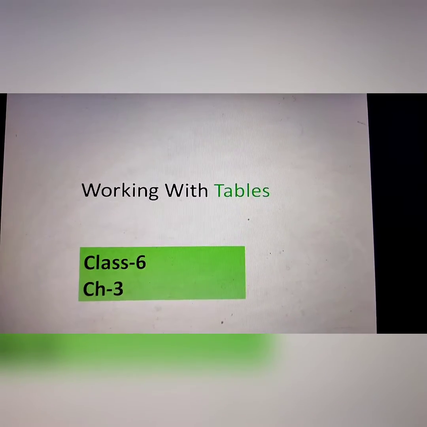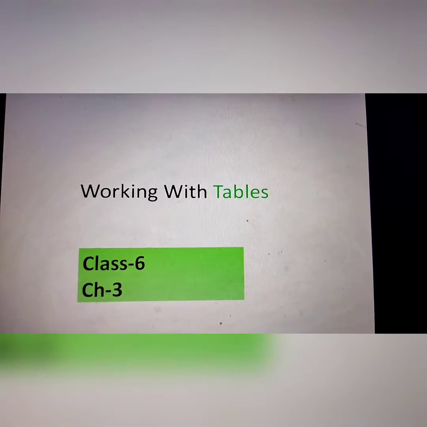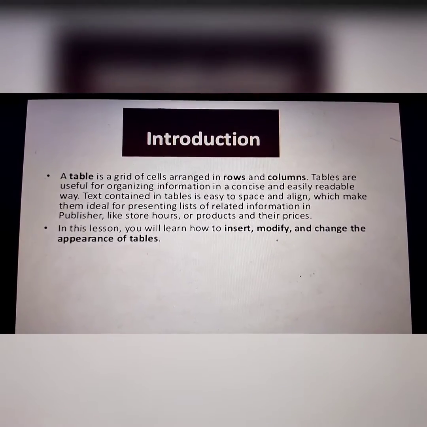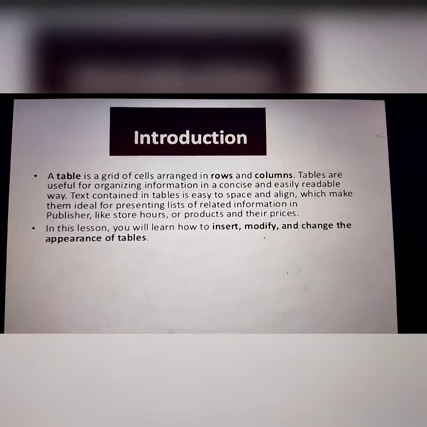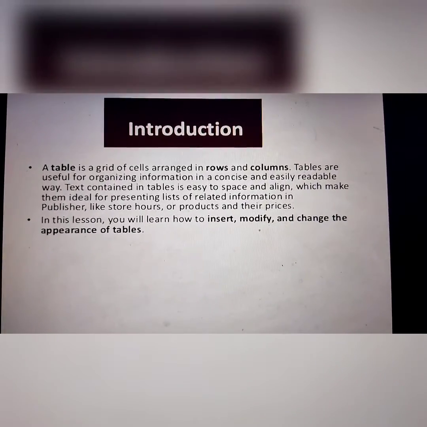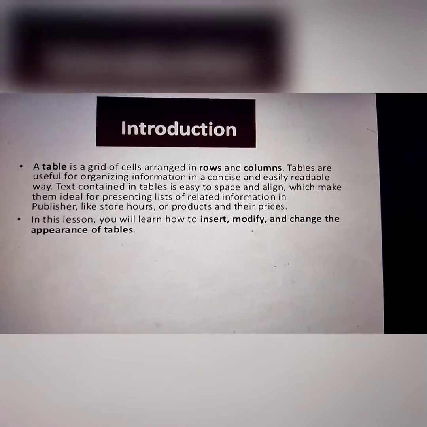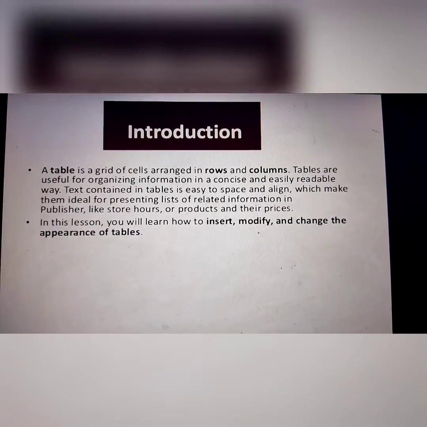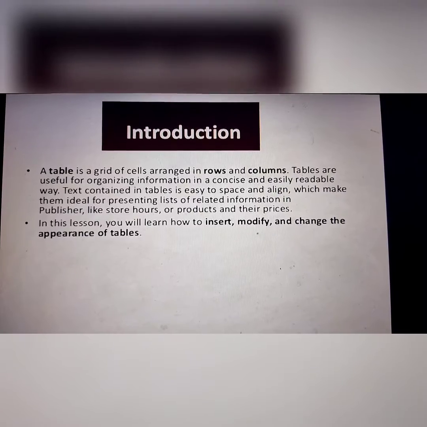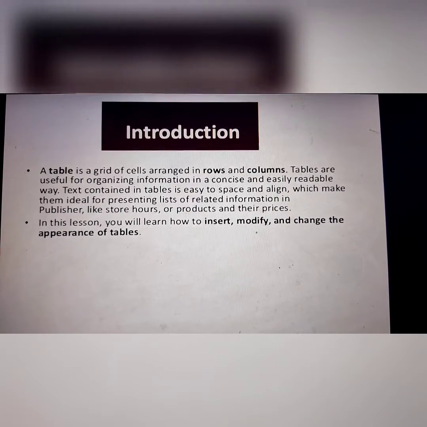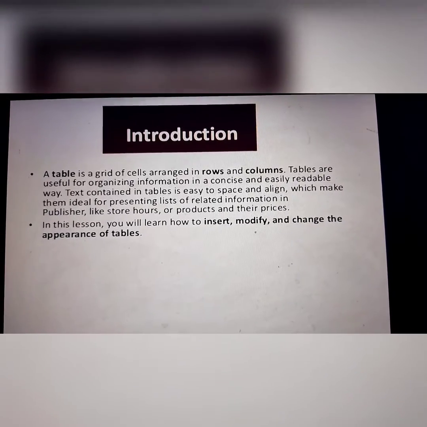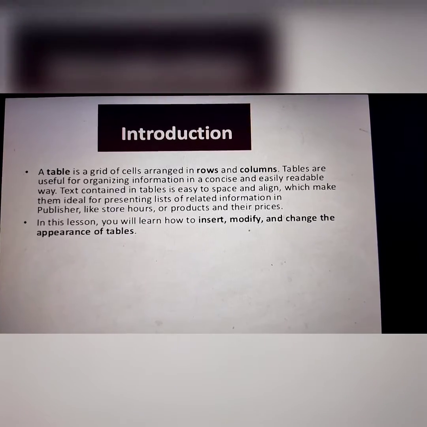So, class 6, your chapter number 3, working with tables. In the last video, we completed the introduction to what exactly a table is. A table is a grid of cells arranged in rows and columns, and tables are useful for organizing information in a concise and easily readable way. Text contained in tables is easy to space and align, which makes them ideal for presenting lists or related information, like store hours or products and their prices.